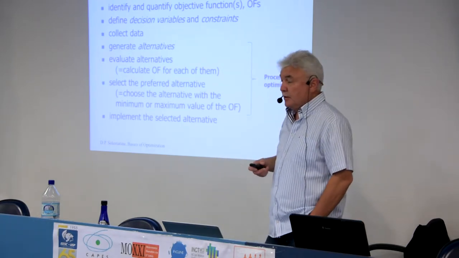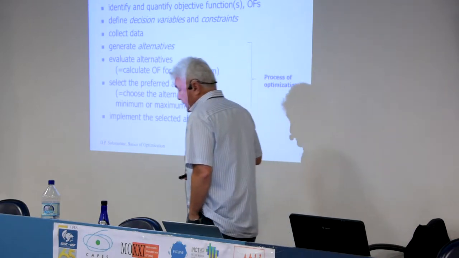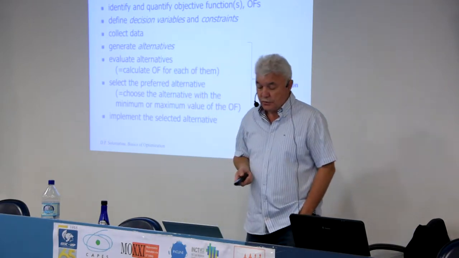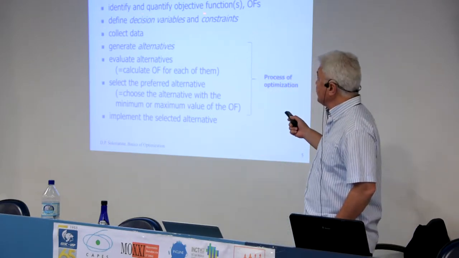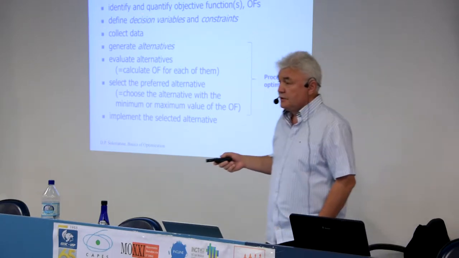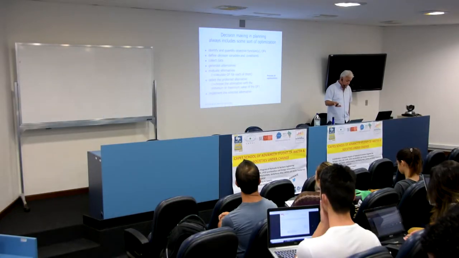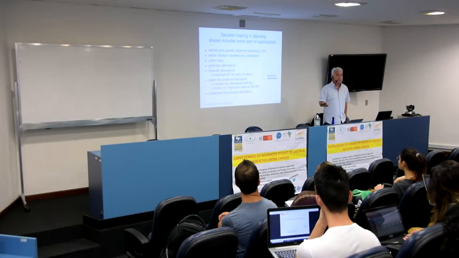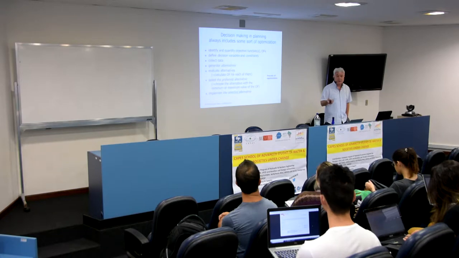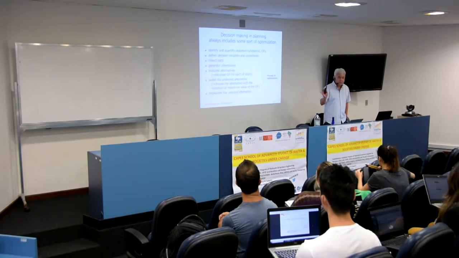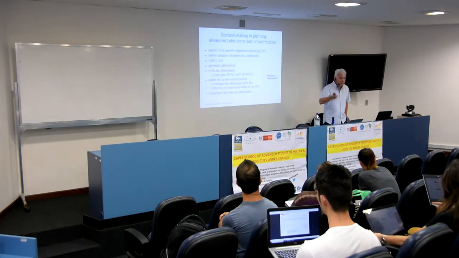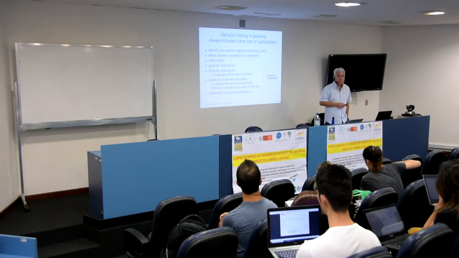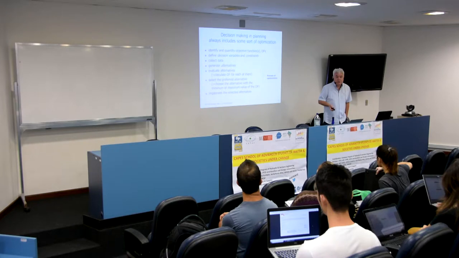So if you think of water resources planning, then it's also an optimization problem. So we first indeed have to identify and quantify objective functions. So in water resources management, what could be objective functions? Could you think of other objective functions, reservoirs aside? Think of any water management problem. Why do we do management? To achieve what?